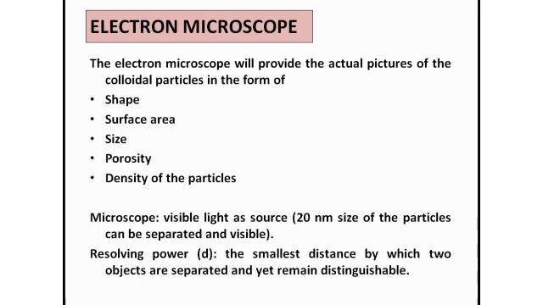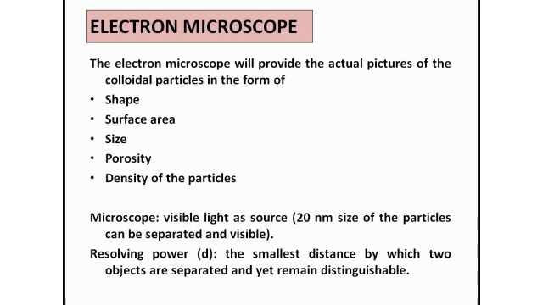This means if two colloidal particles are very close to each other, the resolving power D is the power by which you can distinguish between these two particles present in the colloidal range. It is the minimal, shortest distance at which two particles can be easily studied using a microscope. I repeat, the minimum distance between two colloidal particles at which we can study them as separate entities is known as the resolving power D of the electron microscope.